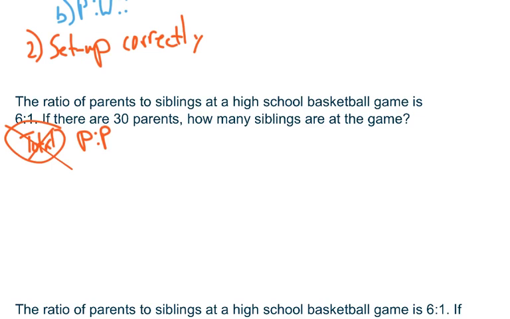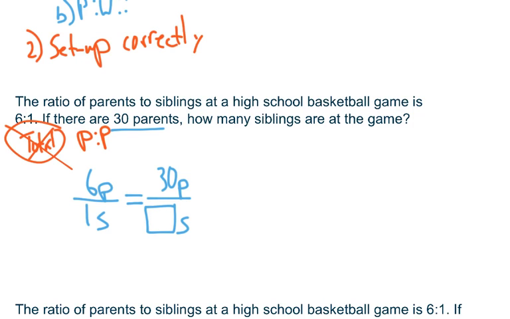So I have, I'm going to do some different color now, 6 parents for every 1 sibling. I have 30 parents, so I'll put 30 up here, and I have to figure out what goes down here for how many siblings. I play the multiplication game. What do I have to times 6 by to get 30? Times it by 5. Here, I'll do the same thing and times that by 5, and I find out that my answer is 5 siblings.